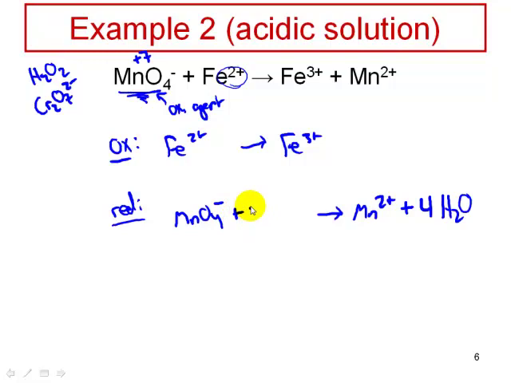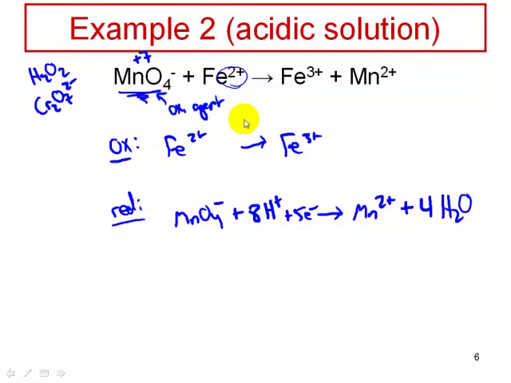And I'm going to do that in the form of H plus ions. So I'm going to add 8 H plus to that side to balance the hydrogens. Finally, I've got to balance the charge in this half reaction. Over here, the total charge is +7. Over here, it's +2. To make those equal, I've got to add 5 electrons to that side, and okay, this equation is now balanced for that half reaction.